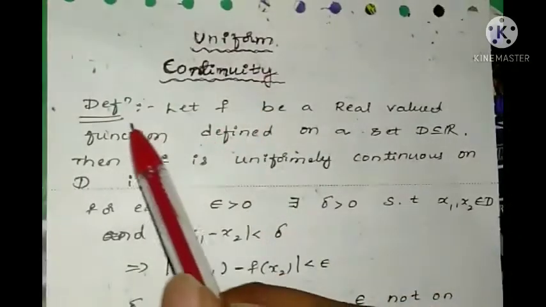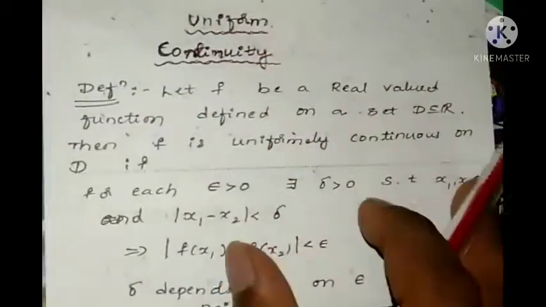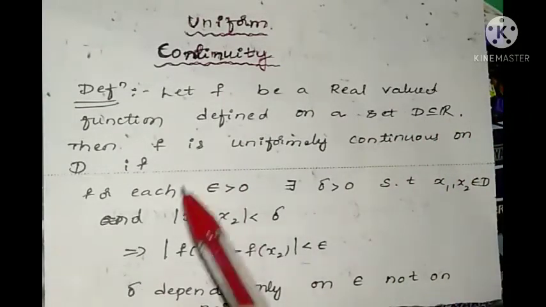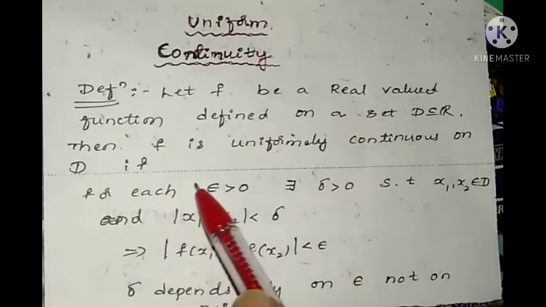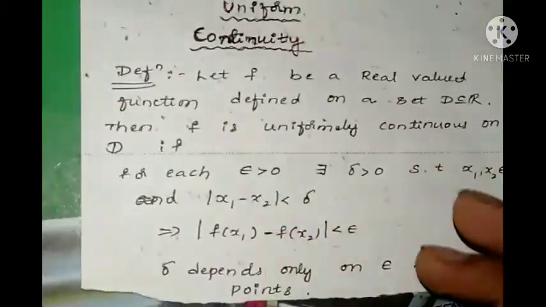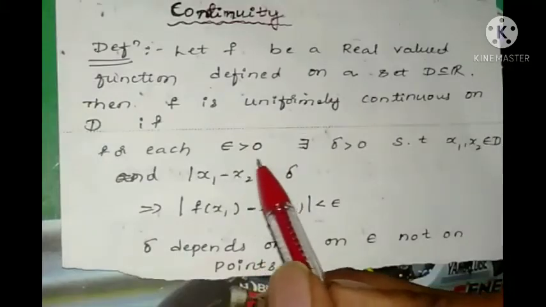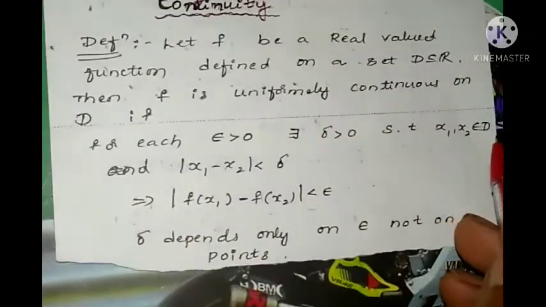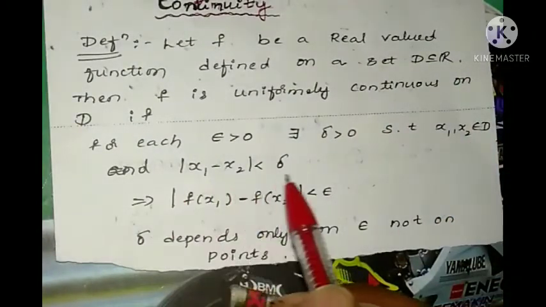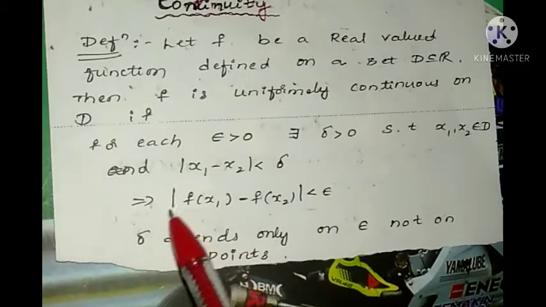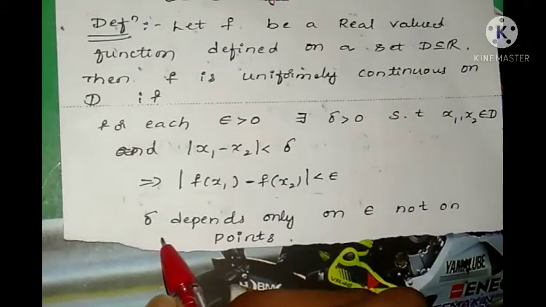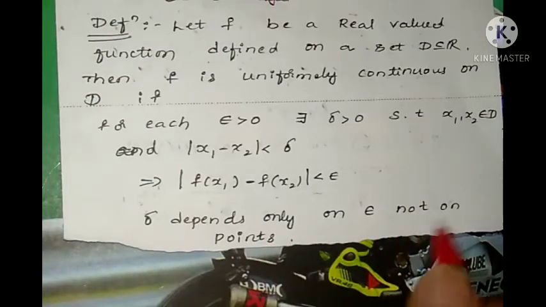What is uniform continuity? The definition of uniform continuity is: let f be a real valued function defined on a set D, a subset of R, where D is the domain. Then f is uniformly continuous on D if for each epsilon greater than 0, there exists a delta greater than 0 such that x1 and x2 belong to D and mod of x1 minus x2 is less than delta implies mod of f of x1 minus f of x2 is less than epsilon. Here we have to notice one point: delta depends only on epsilon, not on points.